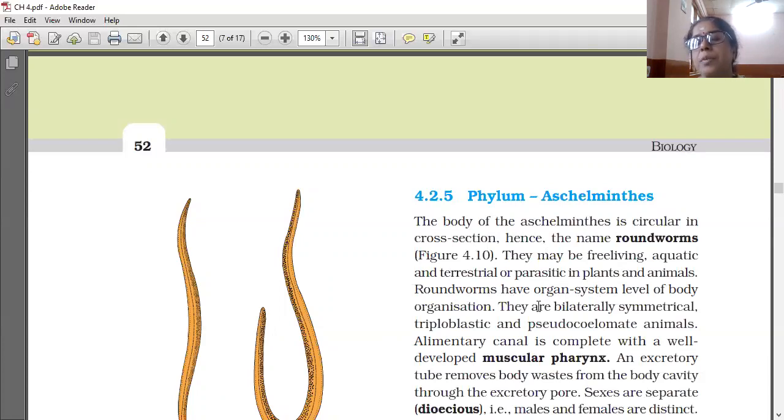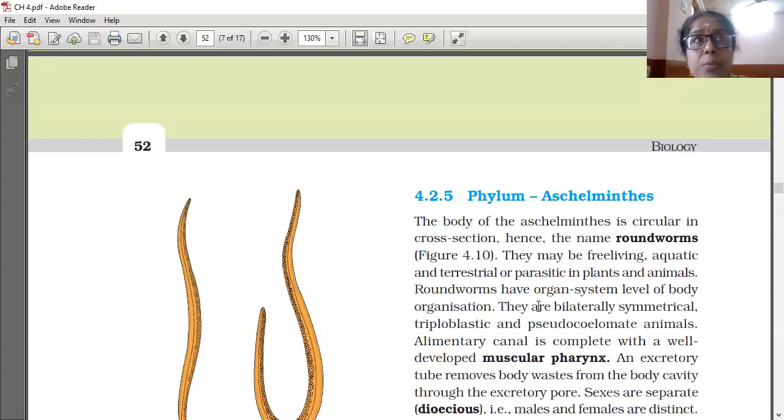They are bilaterally symmetrical, triploblastic, pseudocoelomate animals. Bilaterally symmetrical, triploblastic, pseudocoelomate means the mesoderm is seen only as pouches. The alimentary canal is complete. What is the meaning of a complete alimentary canal? Both openings, anus and mouth, are present. So the alimentary canal is complete with a well-developed muscular pharynx.